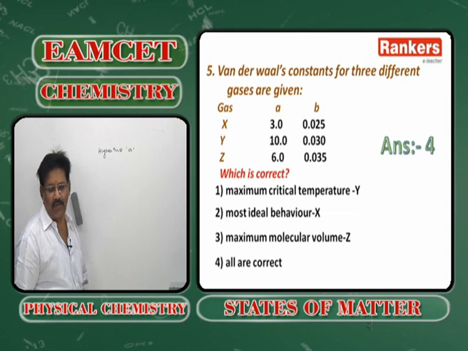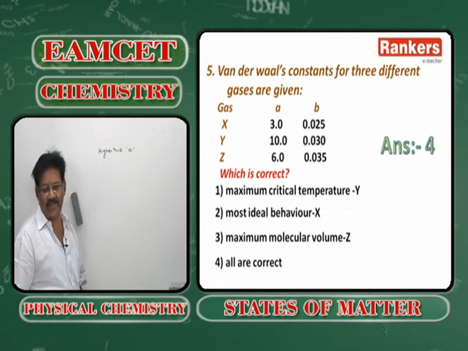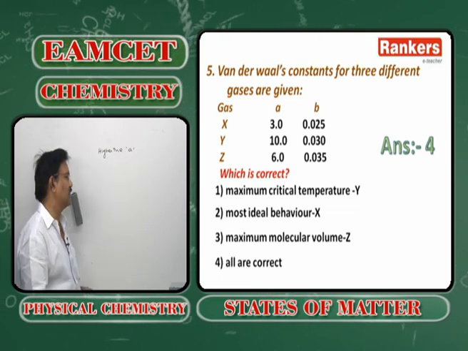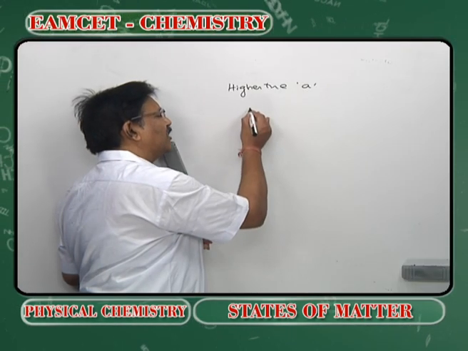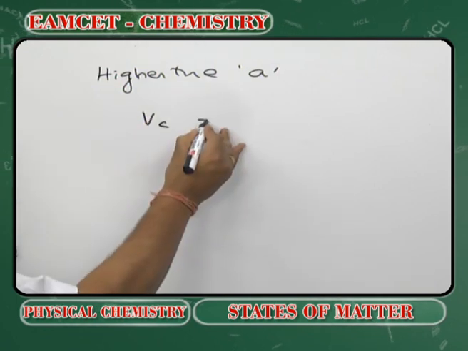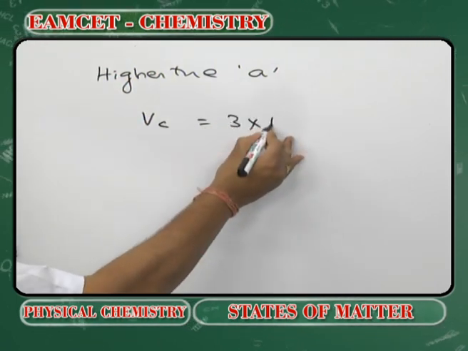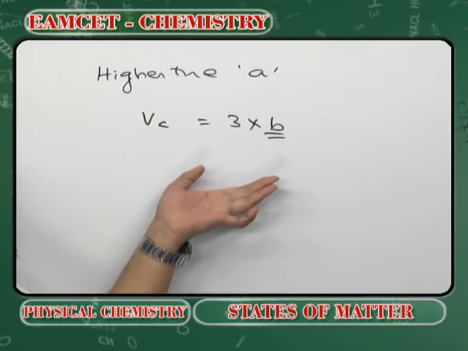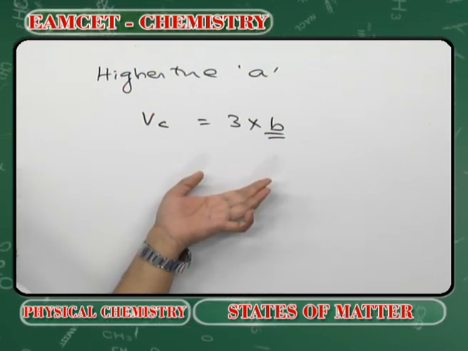Next, what is the other statement? Maximum molecular volume. Which gas has the maximum molecular volume? Gas Z has that, because what is the molecular volume? Vc will be equal to 3b. So the higher the value of B, the greater the molecular volume. So all the 3 statements are correct.